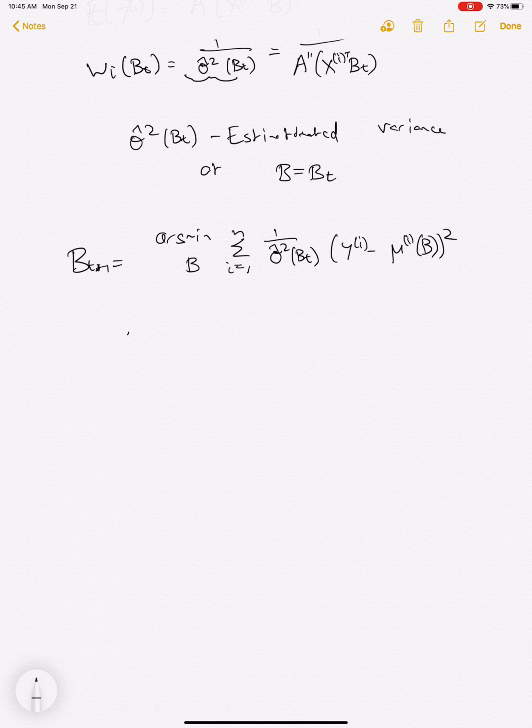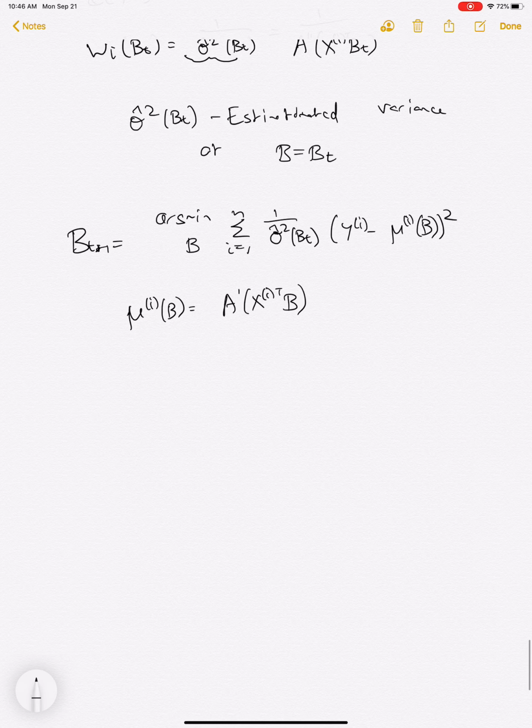Okay, so remember that mu i of b here is just a prime of x_i transpose b. This is something that you actually did in the first homework, but remember that in that case you're dealing with normal random variables with heteroscedastic noise. So your sigma hat squared was just a constant, so you just had to do weighted least squares once. Here we're doing it iteratively because the variance is going to change at each step depending on what the b_t is. Okay. So this is a nice way to interpret this.